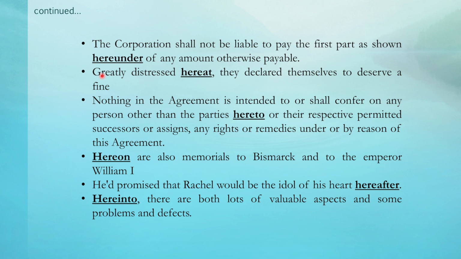This sentence would read as, "Greatly distressed at this, they declared themselves to deserve a fine." This would read as, "Nothing in the agreement is intended to or shall confer on any person other than the parties to this document or their respective permitted successors or assigns any rights or remedies under or by reason of this agreement." And this sentence would read as, "On this are also memorials to Bismarck and to the Emperor William I." And this example will become, "He had promised that Rachel would be the idol of his heart after this."